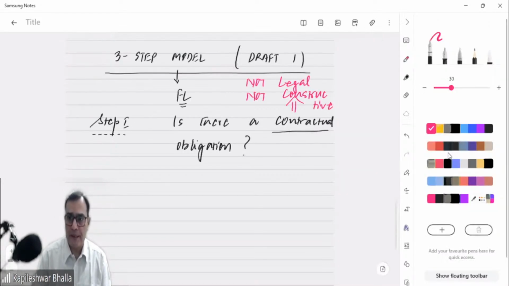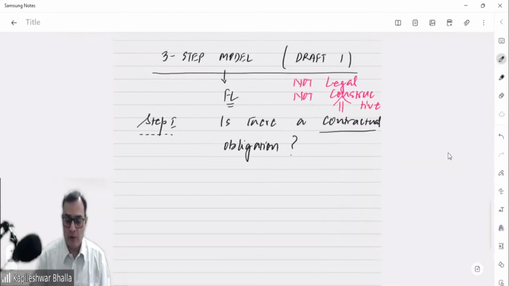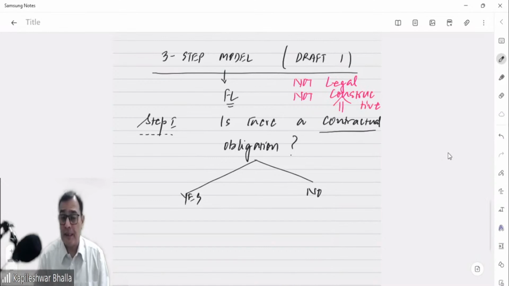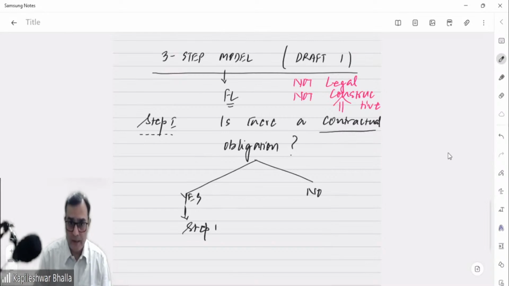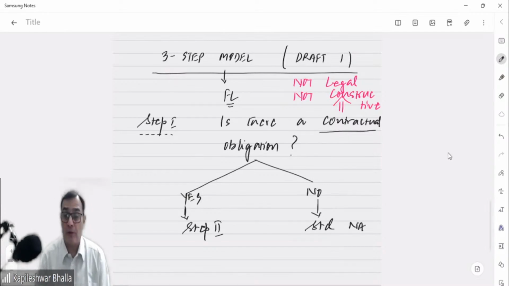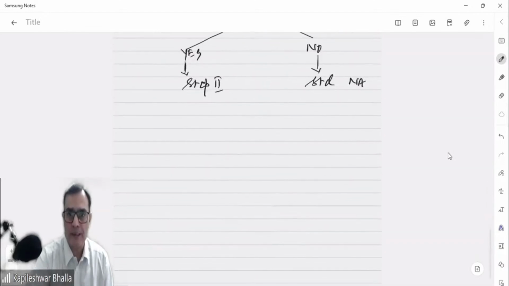So the moment you say that it is supposed to be a contractual obligation, you get the answer yes, or you get the answer no. Now, if the answer is yes, you need to go to step number 2. Don't worry, I'll take examples to make a run through with you very soon after my 3 steps get done. And if you say no, then we can say that this standard is not applicable. If there is an obligation which is not contractual in nature, then I am not covered under the purview of this standard. That is my step number 1. Let's go to step number 2.